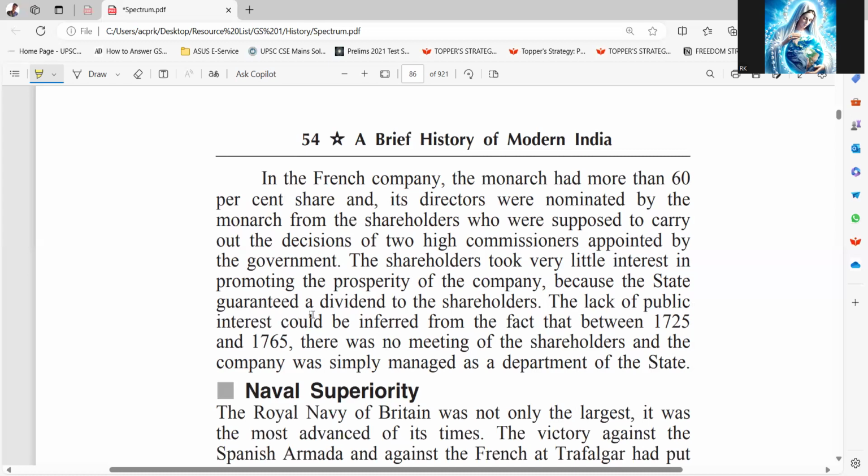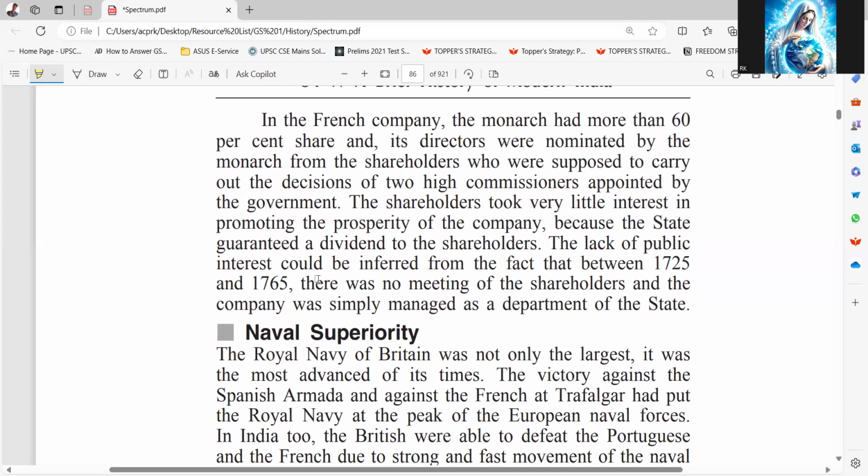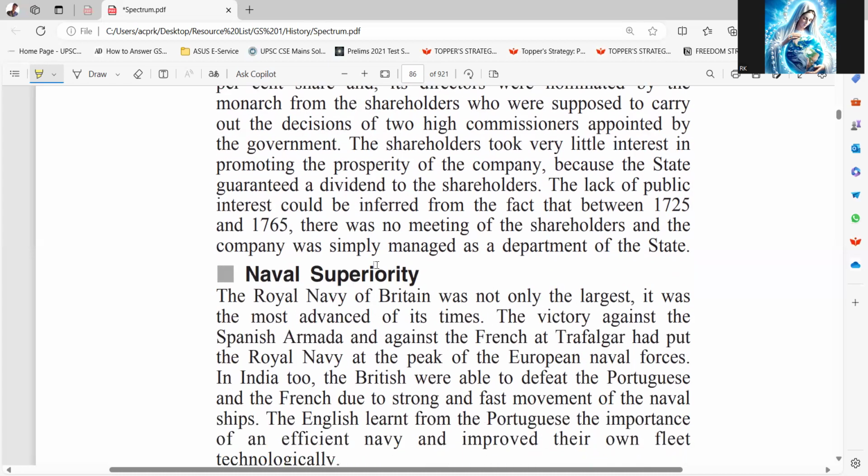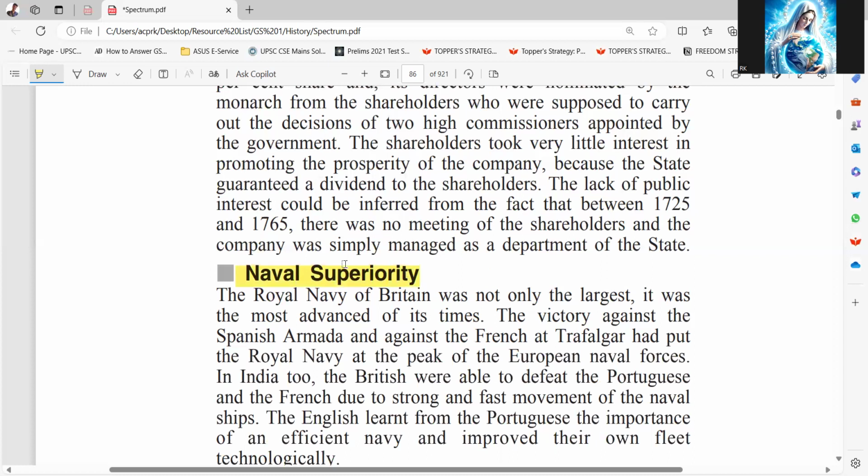The lack of public interest could be inferred from the fact that between 1725 and 1765, there was no meeting of the shareholders, and the company was simply managed as a department of the state. Okay, next reason is naval superiority.